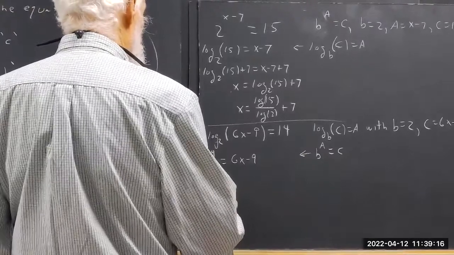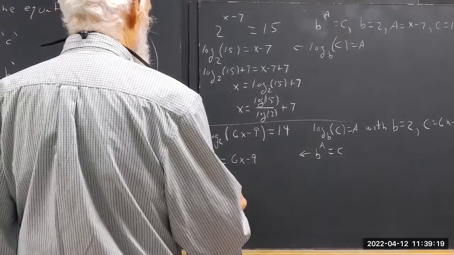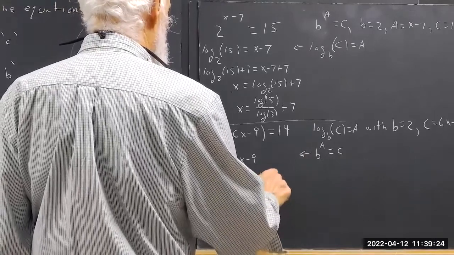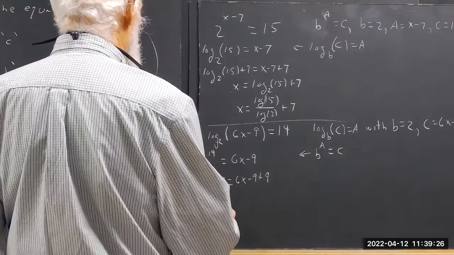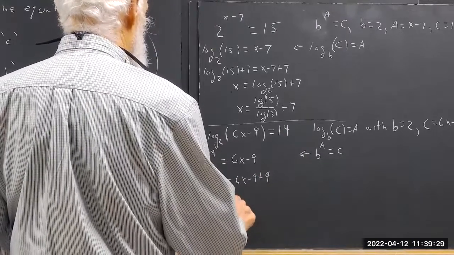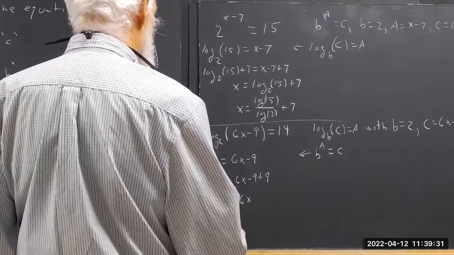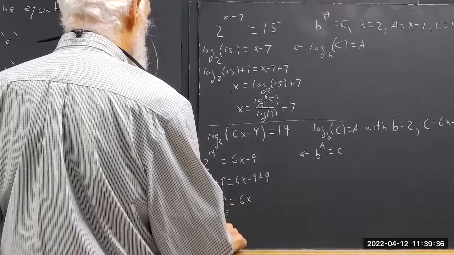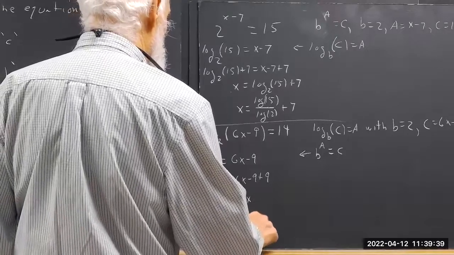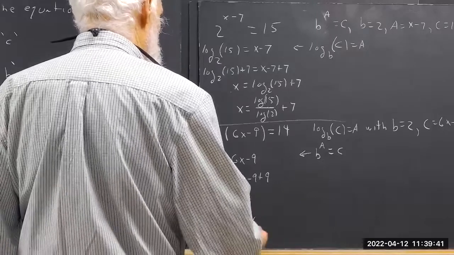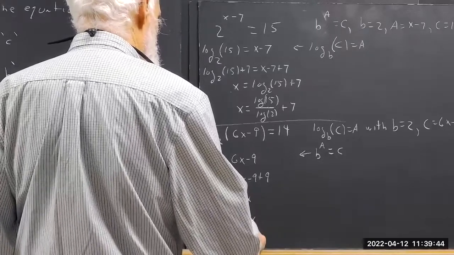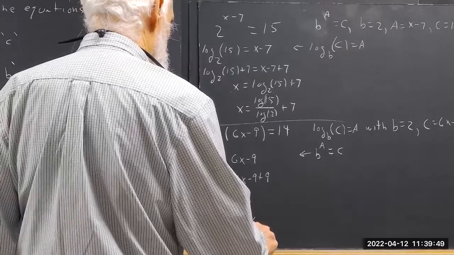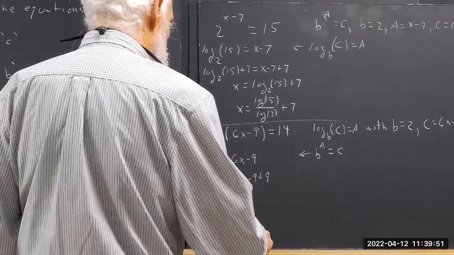Okay, we get 2 to the 14th plus 9 equals 6x minus 9 plus 9. So 2 to the 14th plus 9 equals 6x. So 2 to the 14th plus 9 over 6 equals 6x over 6. So that x equals 2 to the 14th plus 9, divided by 6.